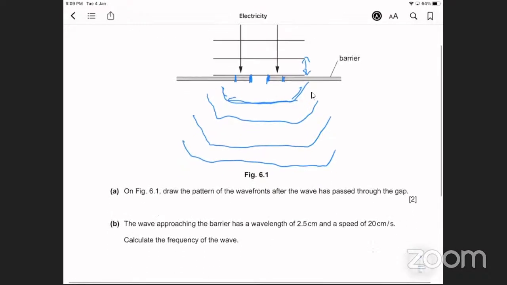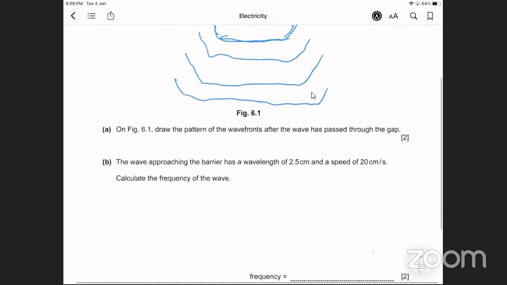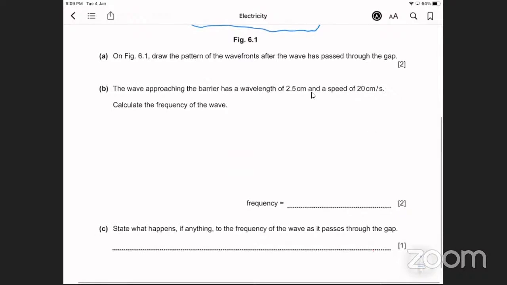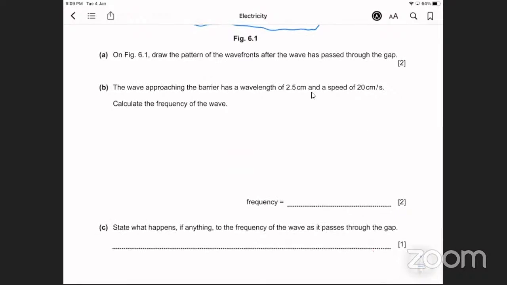All right, so we'll move on to part B. It's now asking: the wave producing the barrier has a wavelength of 2.5 centimeters and a speed of 20 centimeters per second. Calculate the frequency of the wave. Can we all try and do this question together? What do we get?